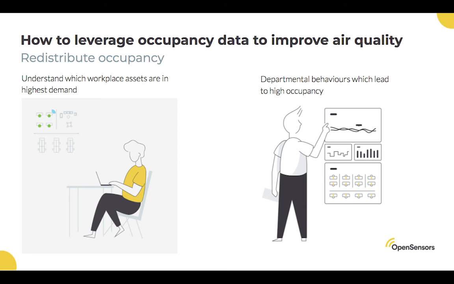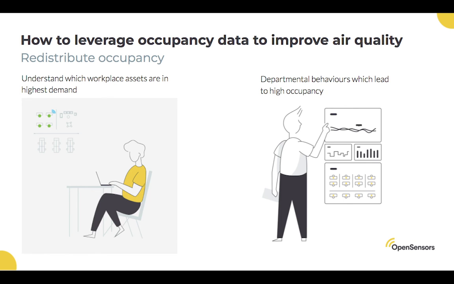Similarly, you can start to look at which assets people are kind of flocking to. Are people going to the collaboration areas? Are they going to the sit-stand desks? Are there areas of condensed occupancy continuously throughout the day that maybe you should be providing more of so that people can spread themselves out throughout them?